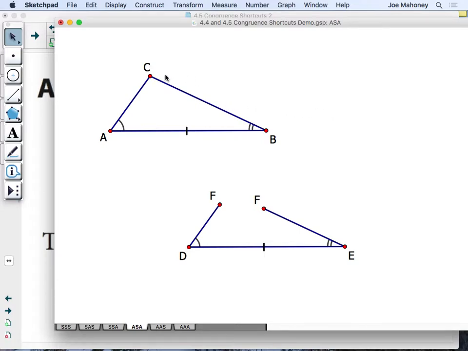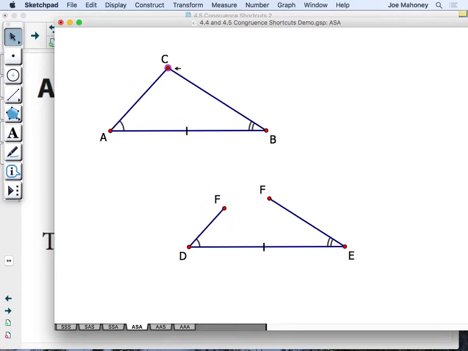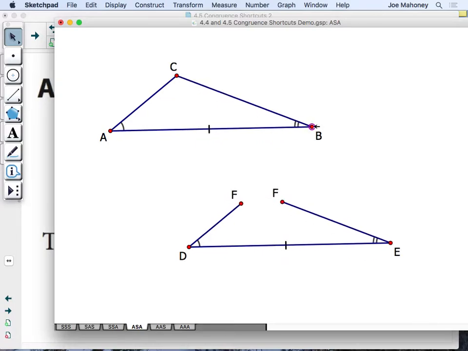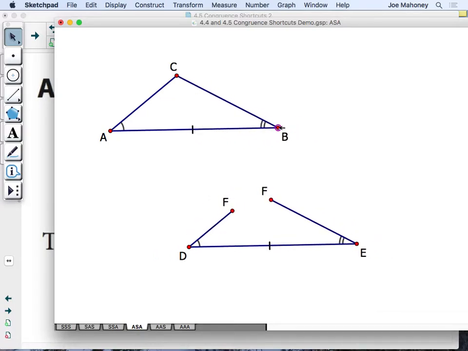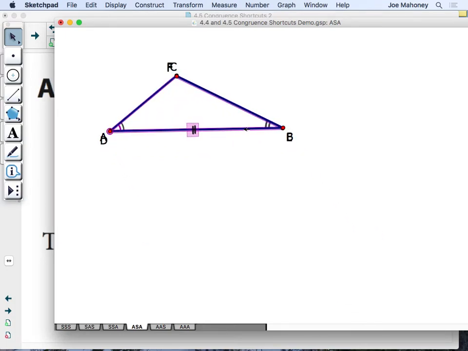So here's my angle, side, angle relationship. What I want you to notice is that if I move point C around, my other triangle moves similarly. So the angles are congruent. My side AB and side DE are congruent. And I'm going to extend these DF and EF segments until I can get them pretty close on top of each other. Let me grab this, we'll slide it up here, and sure enough, it looks like those two triangles are congruent.